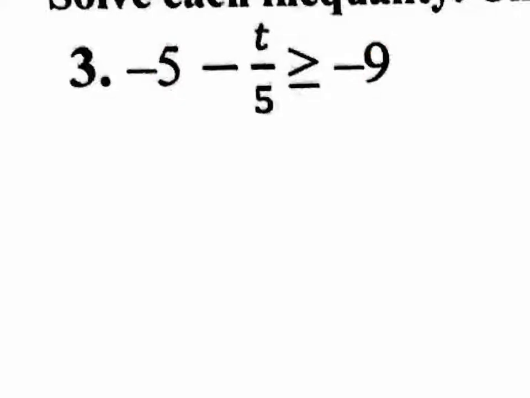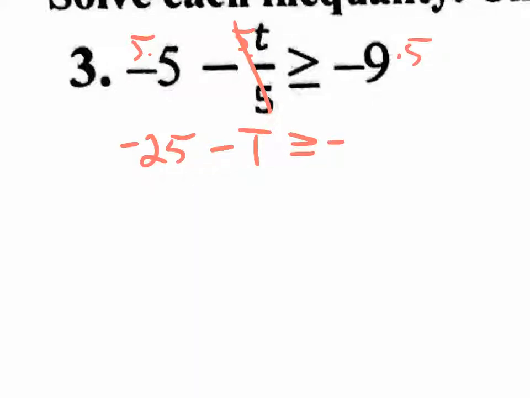But if you want to, you could multiply everything by 5 to get rid of the fraction first. But if you do that, you're going to get slightly bigger numbers. But since you said it, I'm going to do it, right? Times 5, times 5, times 5. Everything by 5. I will have negative 25. This cancels. Minus t is greater than or equal to negative 45. Okay, so I've gotten rid of the fraction.